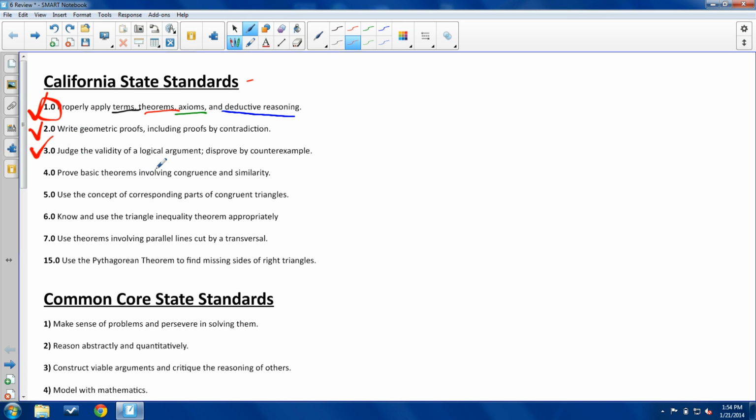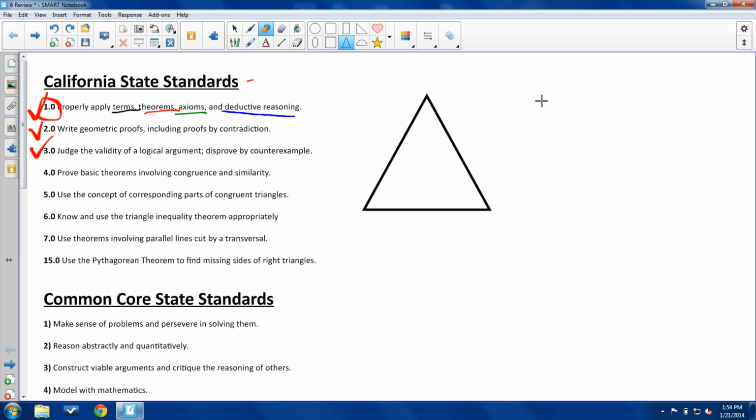Okay, prove basic theorems involving congruence and similarity. We talked about this a little bit. I'll go in just a little more depth here. I want to prove this triangle is congruent. I'm sorry, we'll do similar first. I want to prove this triangle is similar to this triangle here. Now, figures are not drawn to scale.